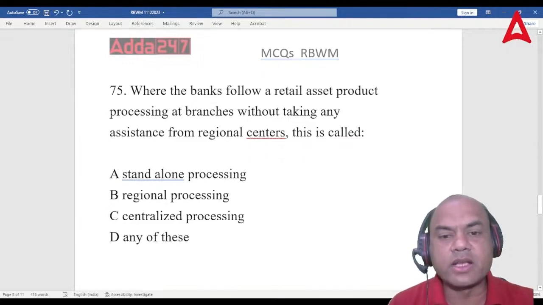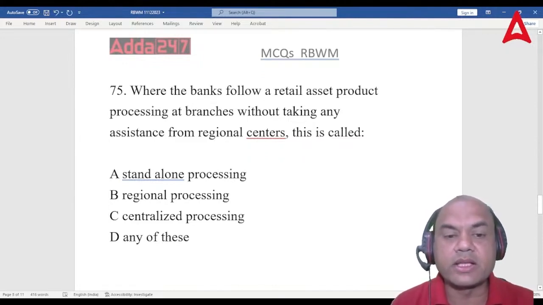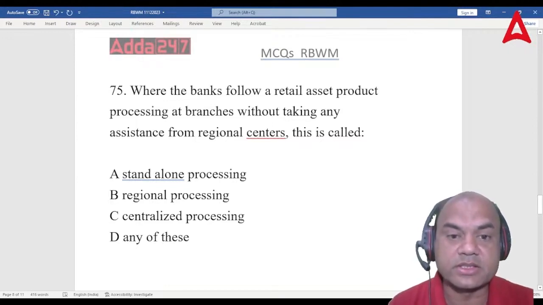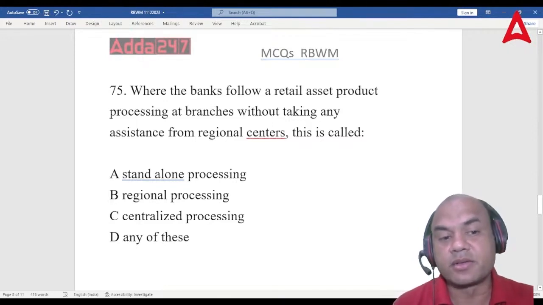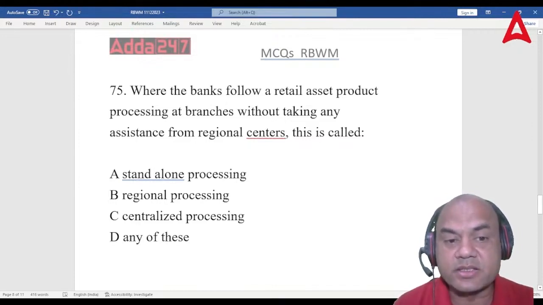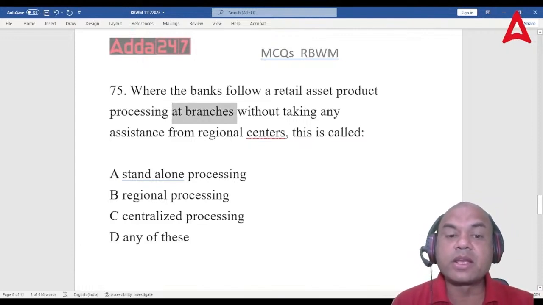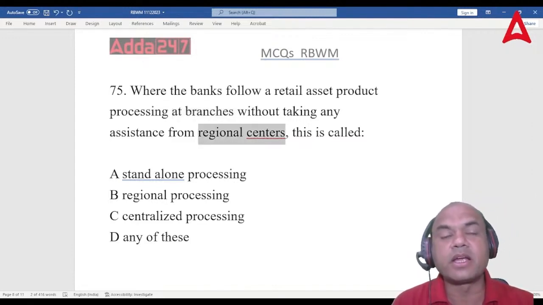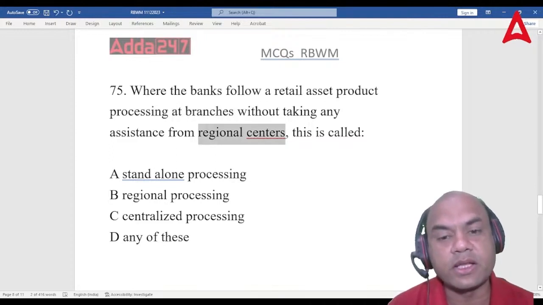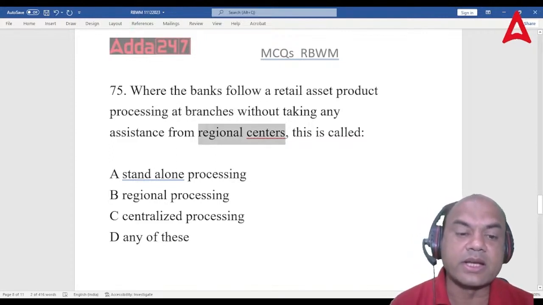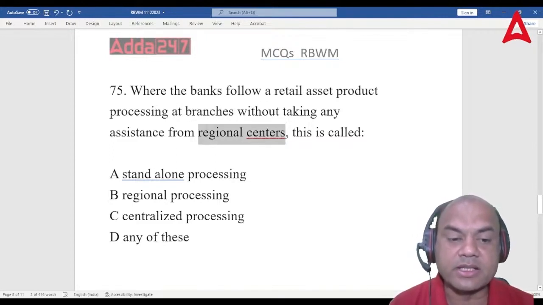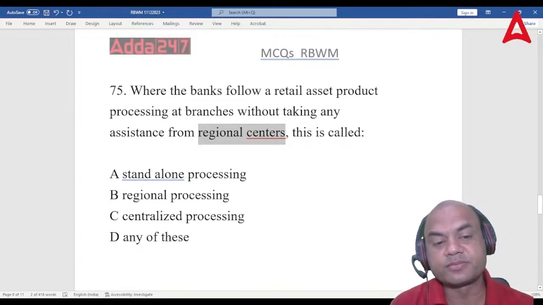Where the bank follows a retail asset product, processing at branches without taking any assistance from regional centers. This is called as, see here, where the branch follows a retail asset processing at branches. So it is done at branches, without taking any assistance from the regional center. So no help from the head office or zonal office or anyone. So it is called as standalone, regional, centralized, or any of these.